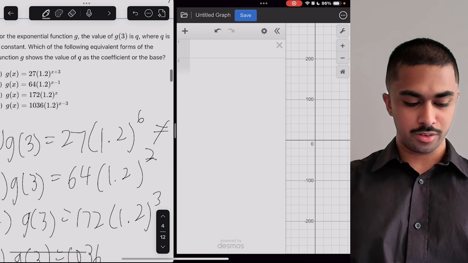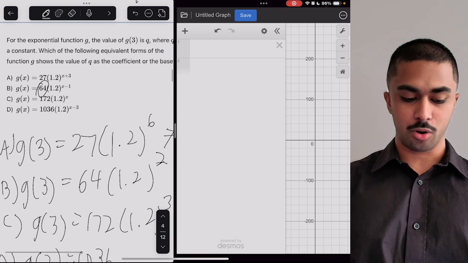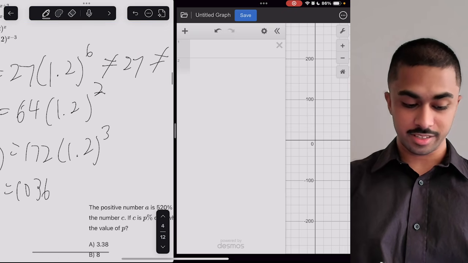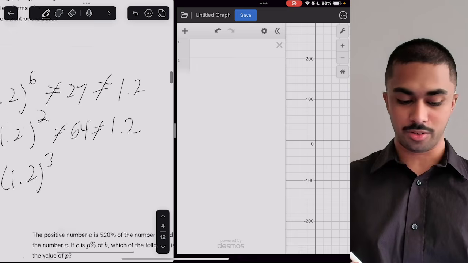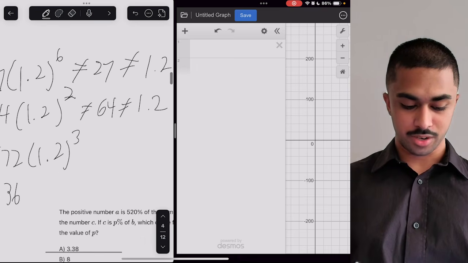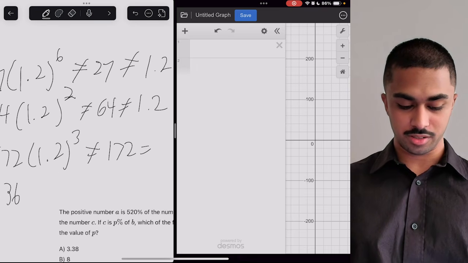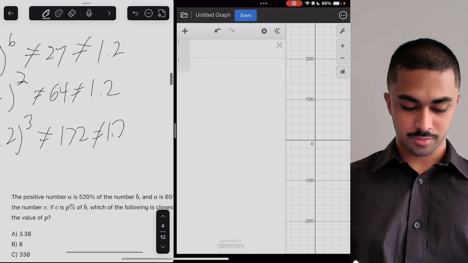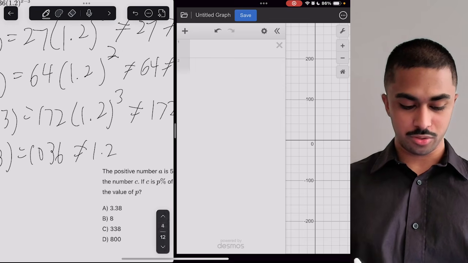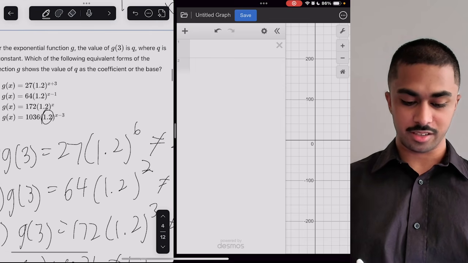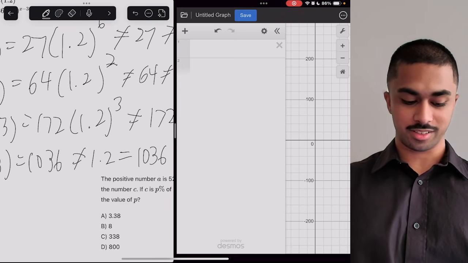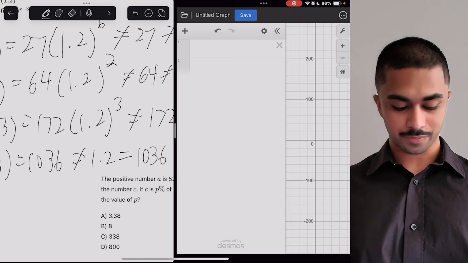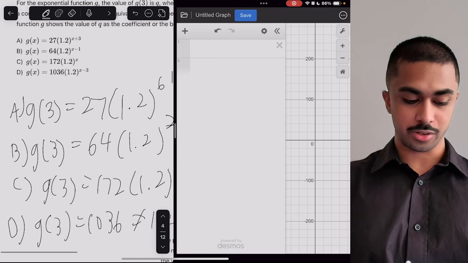Okay, coefficient for B is 64, base is 1.2. Is this 64 or 1.2? No, it's not 64, it's not 1.2. And I think you already found the answer by now, because this is not 172, this is not 1.2 either. And even though this is not 1.2, because that's what the base is, it says coefficient or the base. But this is definitely equal to 1036. That's what we found. So answer choice D is the correct one.